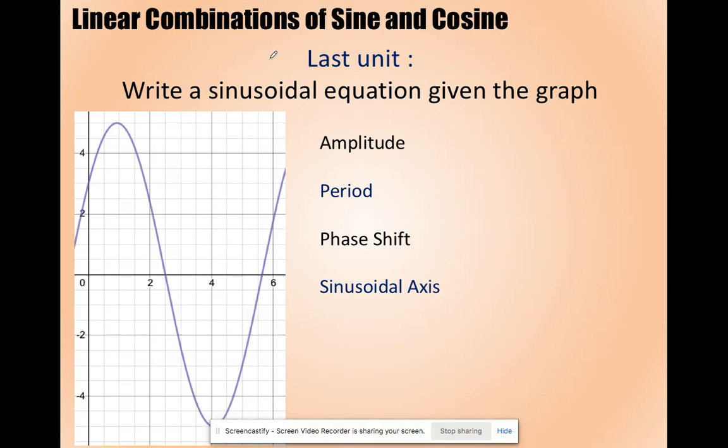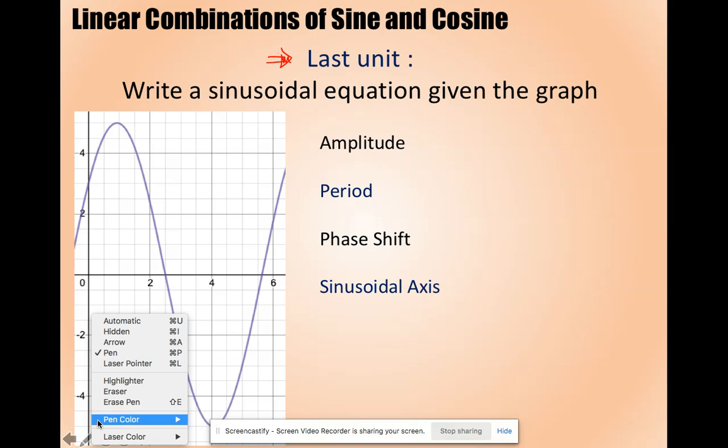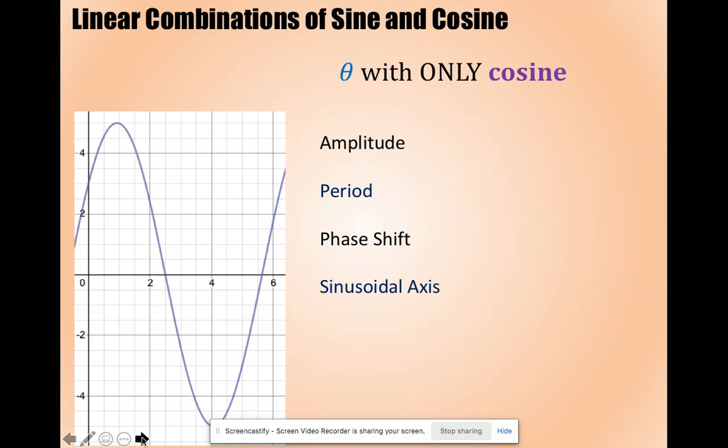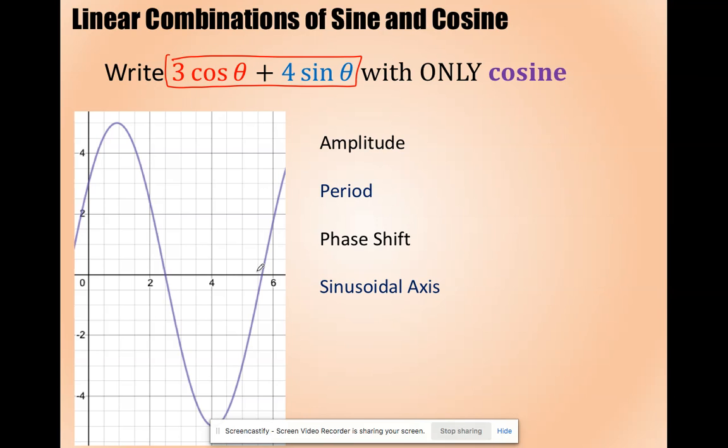So my goal, which is an objective we did in AAF and reviewed last unit, is to, given this purple graph, give me an equation. What's the amplitude, period, phase shift, and sinusoidal axis? But I want you to keep in mind where this came from. It's not a modeling equation, right? This came from 3 cosine theta plus 4 sine theta. That's where my purple graph came from. That's what you have in y1.